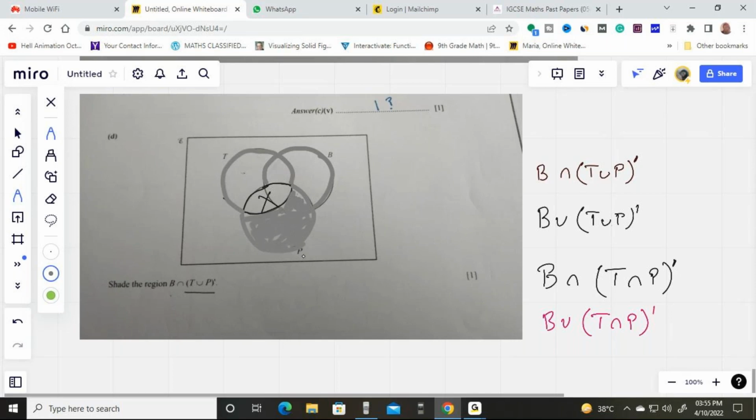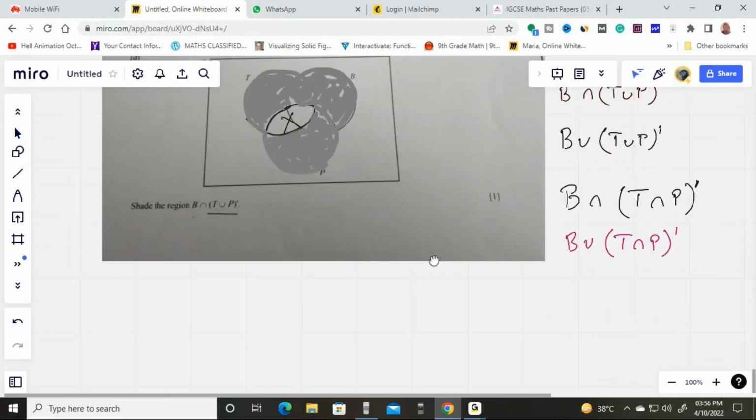But if they mention cardinality in the outside region, then you must shade the outside region too. That's how you shade. I hope it's clear now. Any further confusion related to shading the sections? Yeah, I think we can try more.